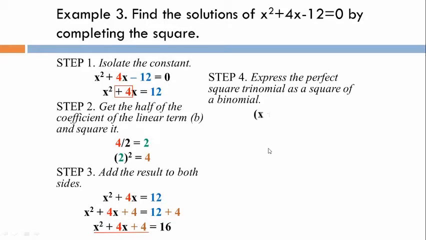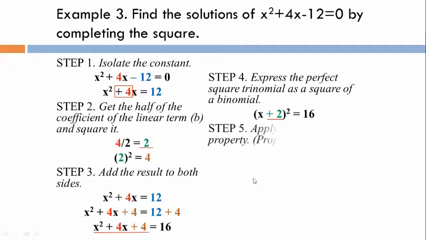So we have x plus 2 squared is equal to 16. What are we going to add here? For us to express easily the perfect square trinomial as a square of a binomial, we're going to refer to whatever is the half of the coefficient of the linear term, add it to x and then square it. That is now the square of a binomial. So that's the easiest way.